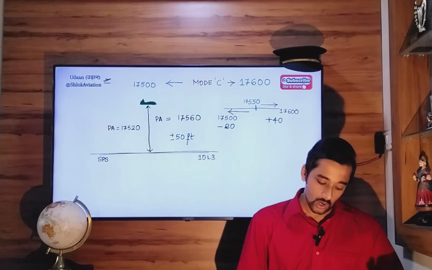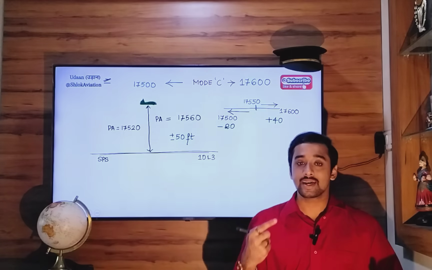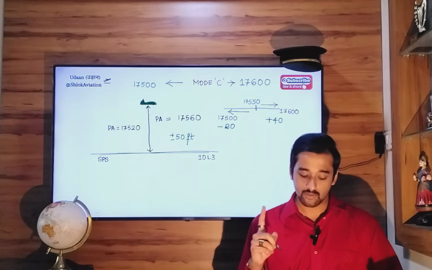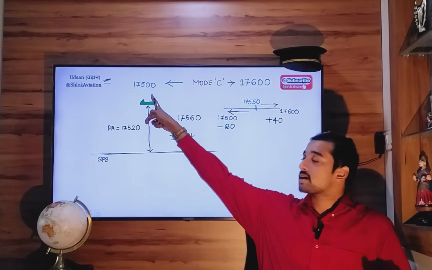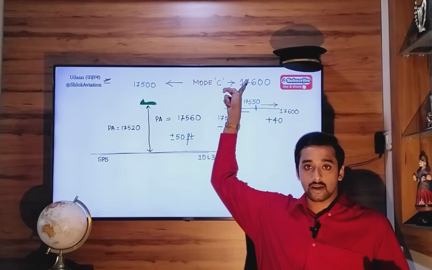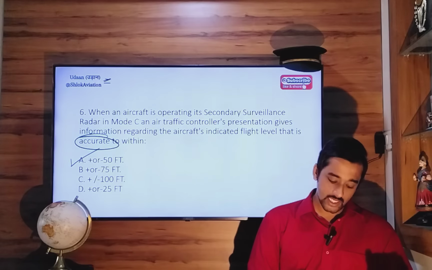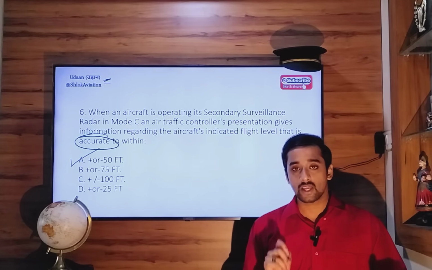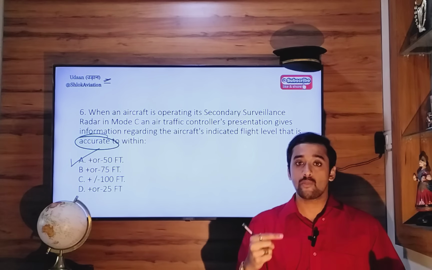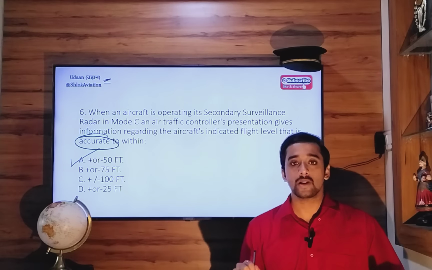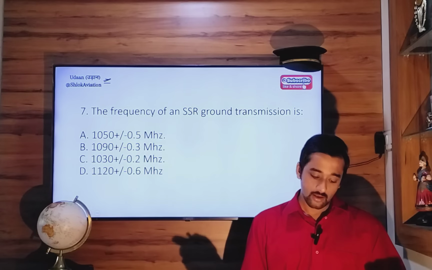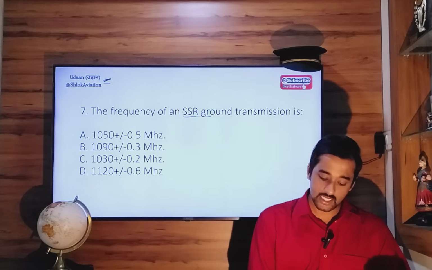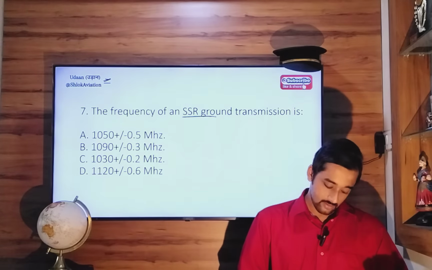And all altitudes are reported in increments of plus minus 100 feet, in terms of 100 feet, like here 17,500, 17,600. So if they have asked about accuracy limit, select plus minus 50 feet. If they are talking about reporting in terms of increments, that is going to be plus minus 100 feet. Question 7. The frequency of ground transmission, SSR ground transmission, is very important.